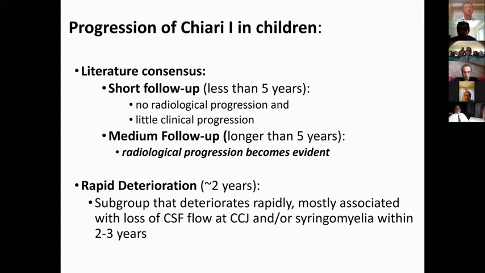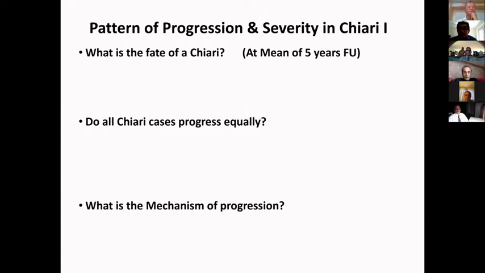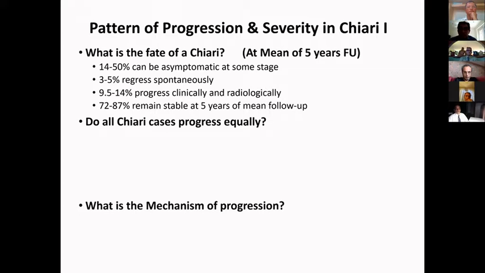So what is the pattern of progression and severity in a Chiari 1 in children? What is the fate of a Chiari, first of all? We found that out. Some are symptomatic, 3 to 5% regress, 9 to 14% will progress, and the vast majority will remain stable. Do they progress equally? Of course not.